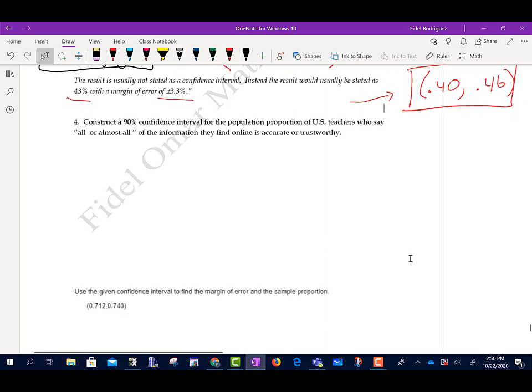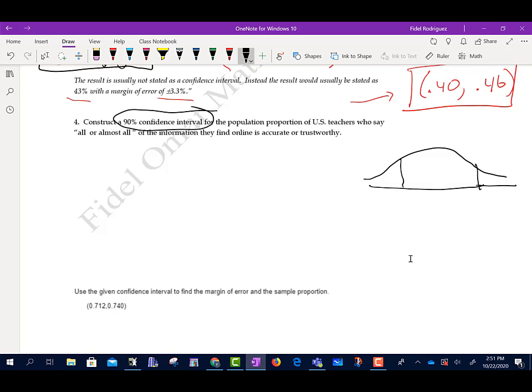We'll go about it exactly the same way. It says construct a 90% confidence interval for the population proportion of U.S. teachers who say all or almost all of the information they find online is accurate and or trustworthy. Okay, so again, first thing I'm going to do, draw my picture. I think the picture helps out so much because it gives me a visual of what it is I'm looking for. What are we trying to find?